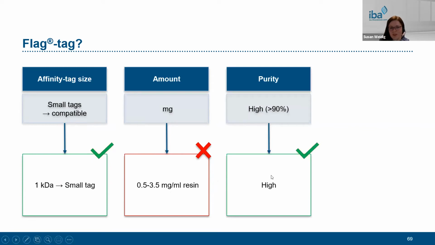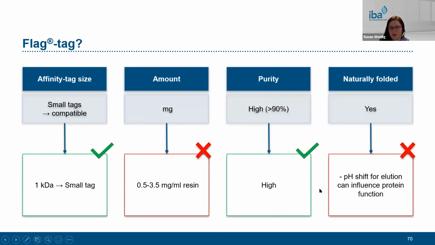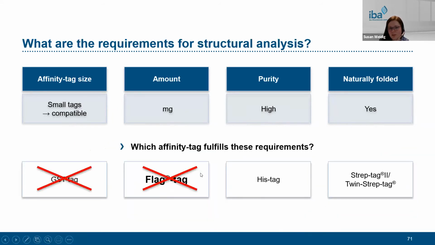But the purity with the FLAG tag is really good. But the problem concerning the folding is that if you work with a pH shift, the pH shift can influence the structure or function of the protein. So due to these disadvantages, I would not recommend the FLAG tag if you plan structural analysis afterwards.